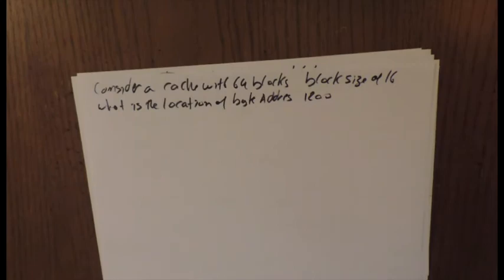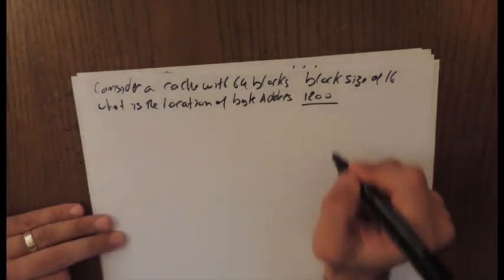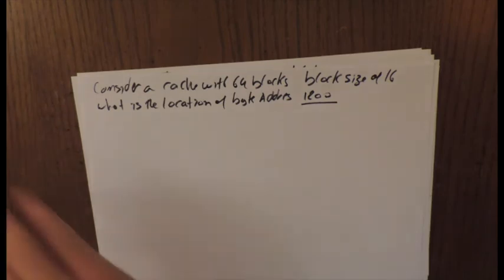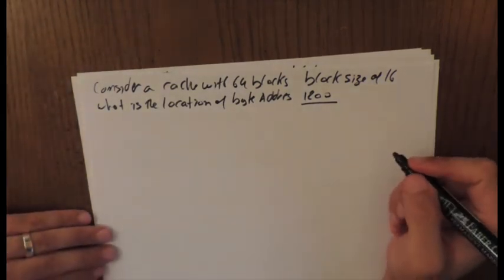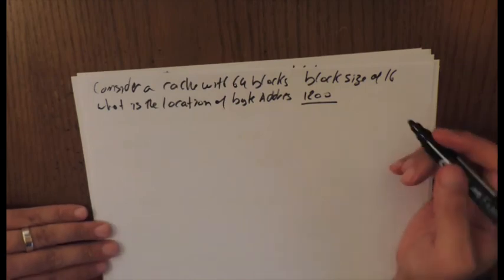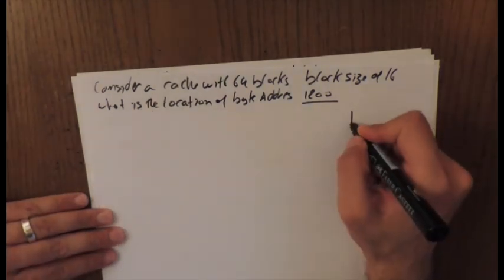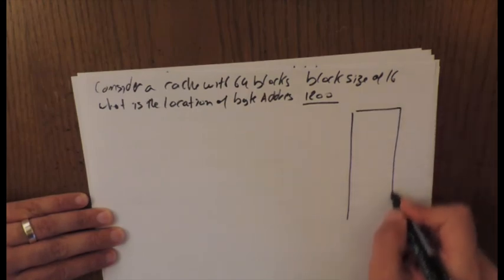Consider a cache with 64 blocks, block size of 16. What is the location of byte address 1200 in memory? So typically we need to do some calculation first. So if we take a look, we have a cache. Okay, let's draw this. This is the cache.